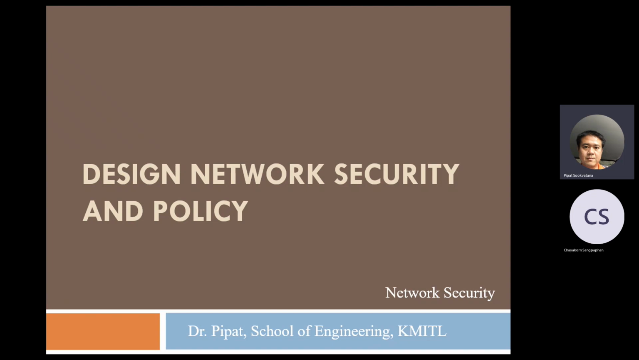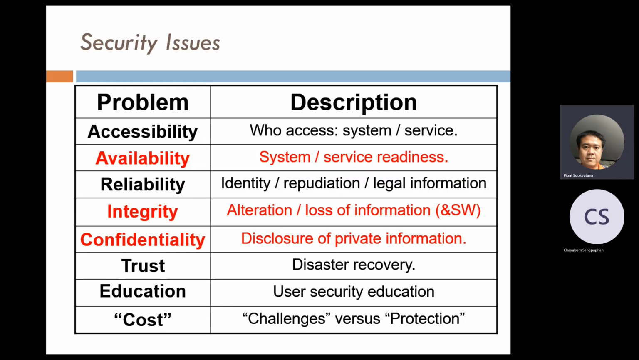Okay, let's just get to the class today. If we're talking about the security issue, there are a lot of problems. For example, accessibility: who or what system or service can be accessed. The next one, for example, is vulnerabilities. Availability has to be there when you need it. The next one, reliability, means the legal information. Nowadays, we're talking about PDPA. You know PDPA, right? It's the personal digital data law for personal use, something like that. Integrity means the rightness of the information. The next one we call confidentiality, which means we have to keep it private.